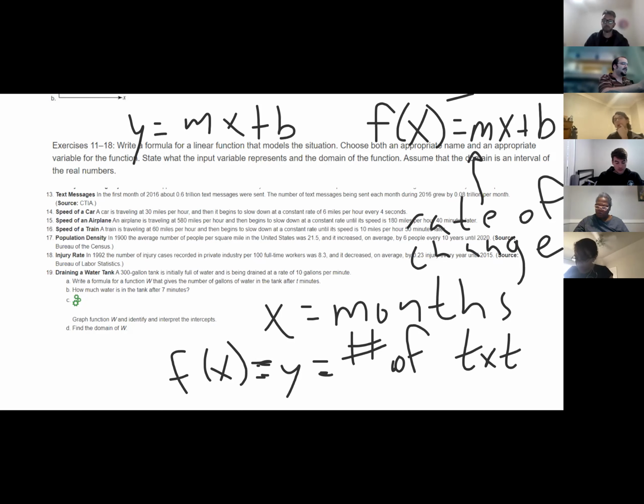And then what would my B be? If I'm talking about a word problem, it's the y-intercept. What does that mean in context to the word problem, like in that previous graph?